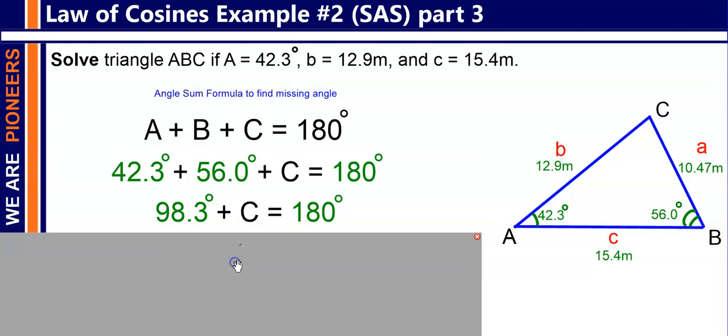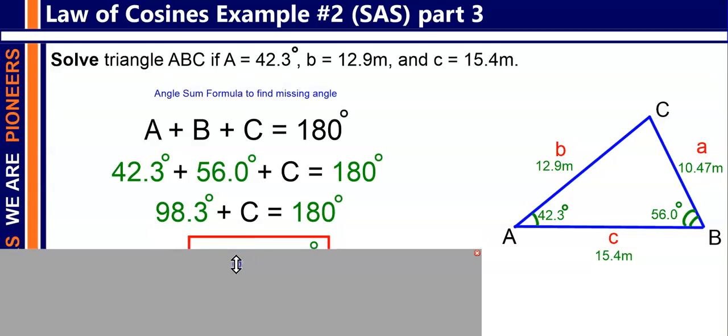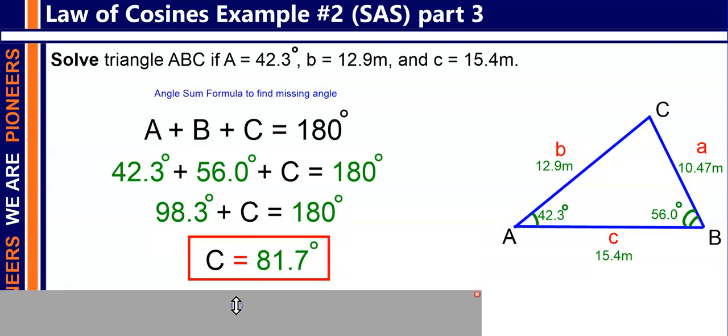Combine like terms. Get C by itself by subtracting both sides by 98.3. And we get angle C is equal to 81.7 degrees. And that is the final answer to that problem. So we found all three angles and we found all three sides.